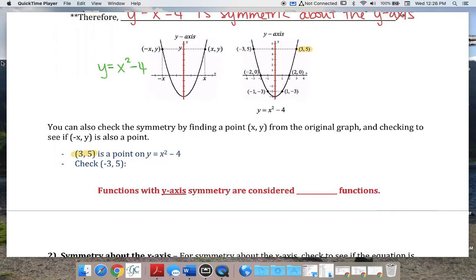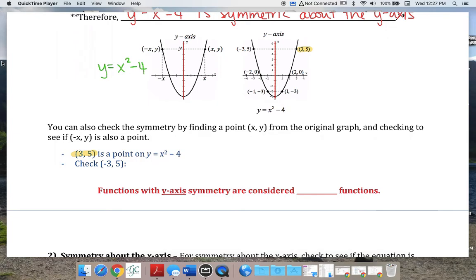So using that same test of changing the x value from that ordered pair, and we could have chosen any of the ordered pairs on our graph. We've just chosen 3, 5 as an example. If we change the x value, so if we make it negative, when we plug negative 3 in for x and positive 5 in for y, it should give us a true statement. And again, that proves that there is symmetry about the y-axis.